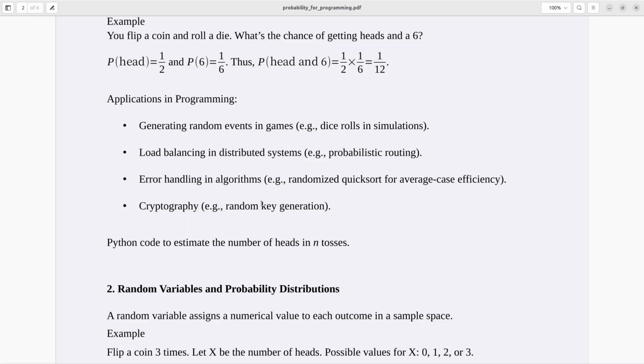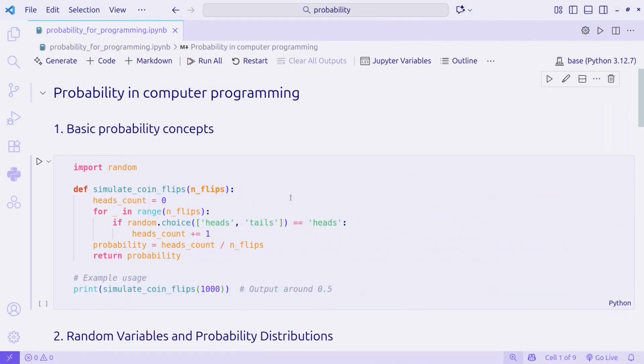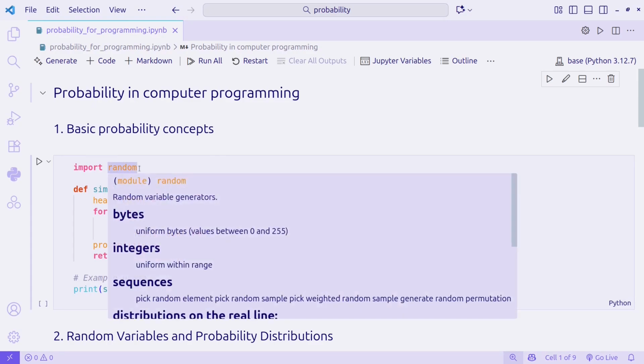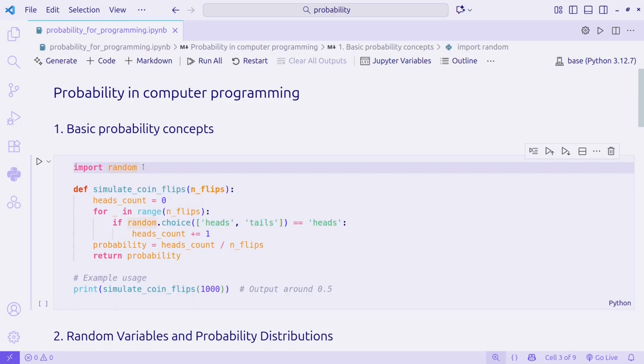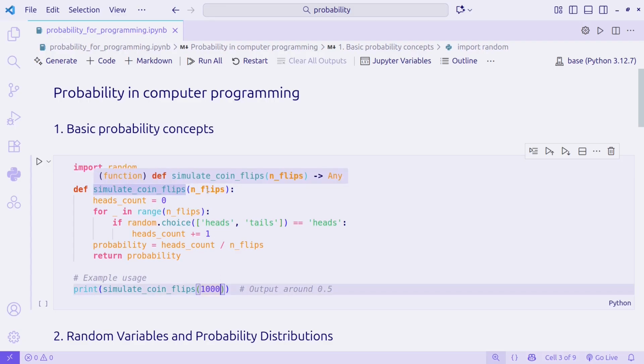Okay, so let us see the Python code to estimate the number of heads in n tosses. So here I have the program in Python. Before I do so, I have to import the random module so that I'm able to pick up values randomly with this module. Okay, so I write a function called simulate_coin_flips, and I want to simulate the coin flips for 1000 times. That means I have the number of flips as 1000. That will be the argument of this function.